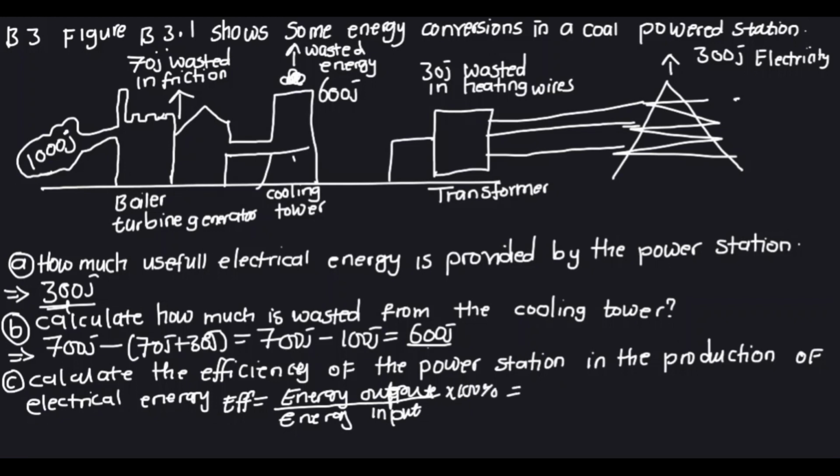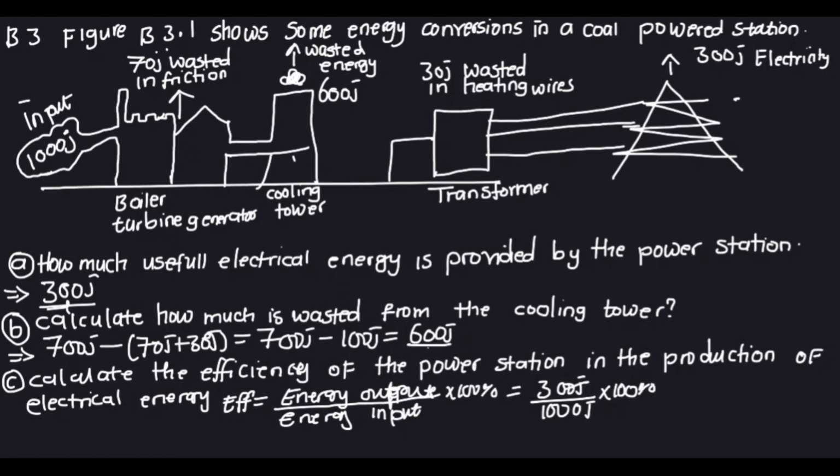The energy output is the total amount of energy that was produced. From that, 300 was produced. So this is our energy output. Then the total amount of energy that was put into this system was 1000 joules. So this is our input energy. So 300 over 1000 joules multiplied by 100%.